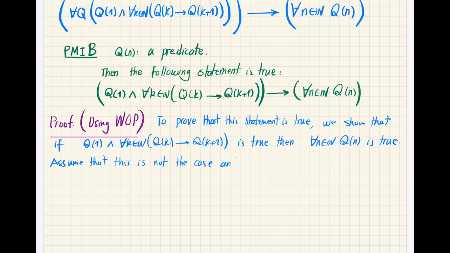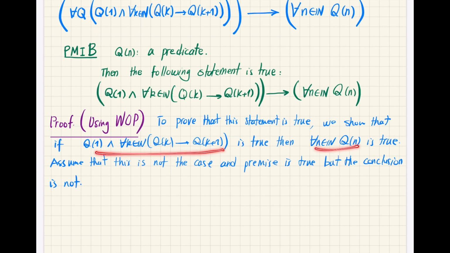And the premise is true, but the conclusion is not. Okay? So, I want to show that if this is true, this is also true. Assume that this is not the case, so I assume that the premise is true, but the conclusion is not true. But for the premise to be true, because the premise is written as a conjunction, it means that the first one and the second one components are true.